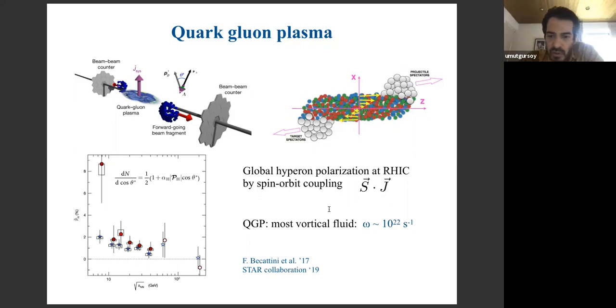So they see some global polarization, and from this they inferred the value of the vorticity in the quark-gluon plasma, and of course, as usual with the quark-gluon plasma, they found a crazy number: 10 to the 22 inverse seconds. That is the largest vorticity that is produced in nature. And just to give credit to all the people involved, there was a paper 3 years ago by Becattini et al. They were describing more or less the same phenomenon. They predicted this global polarization of the hyperon particle. And you can ask, why hyperon, why not other particles?